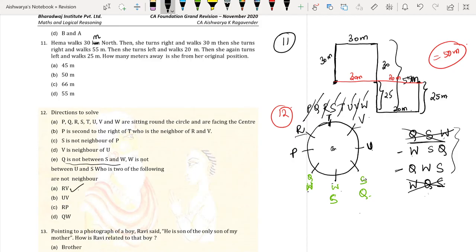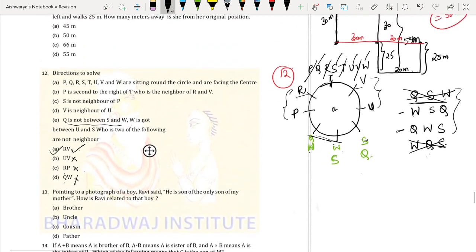What about UV? UV are neighbors, so this is failing. RP, R and P are neighbors, so this is also failing. QW, if you see, in this case it is neighbor in one of the cases. So we will assume that this is also failing because this is surely passing. So answer becomes option A. Clear? Can we proceed? Anybody has doubts in this?